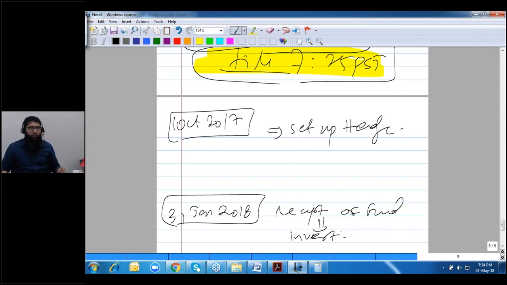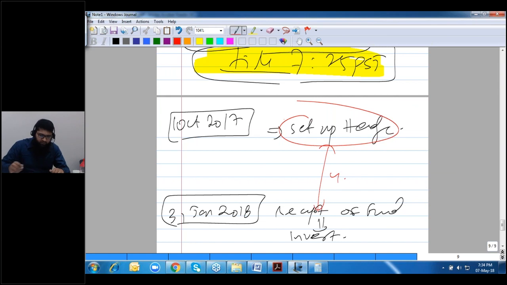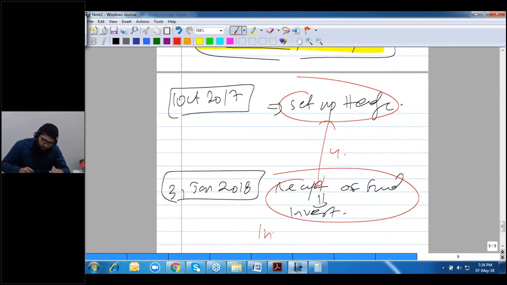The question could have been based on foreign currency also, but this question is not a foreign currency related question. This question is based on the interest rate risk. It says that the receipt of funds are going to be invested, and the risk that we are facing is that we might not be able to get the desired interest rate. So we are going to set up the hedge now, and we are going to wait for this 4 months time period. And on 31st January 2018, we are going to invest the funds.